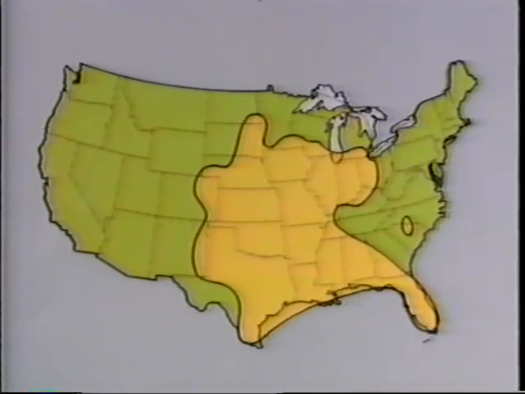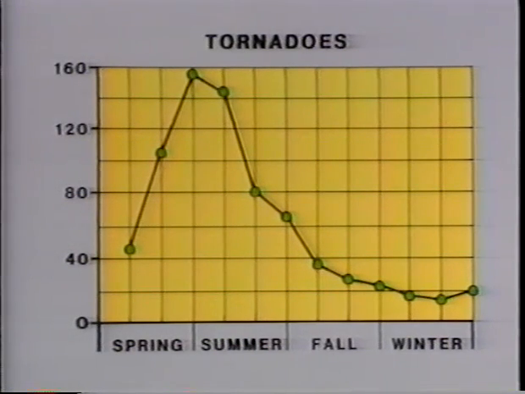Tornadoes are far more common in the United States than in any other country, with the greatest concentration in the central and southeastern areas. This activity peaks in the late spring and early summer, then drops off in the winter months.